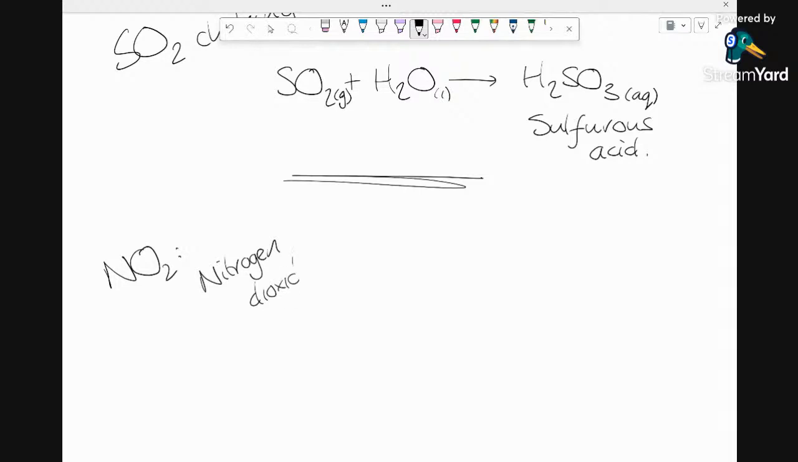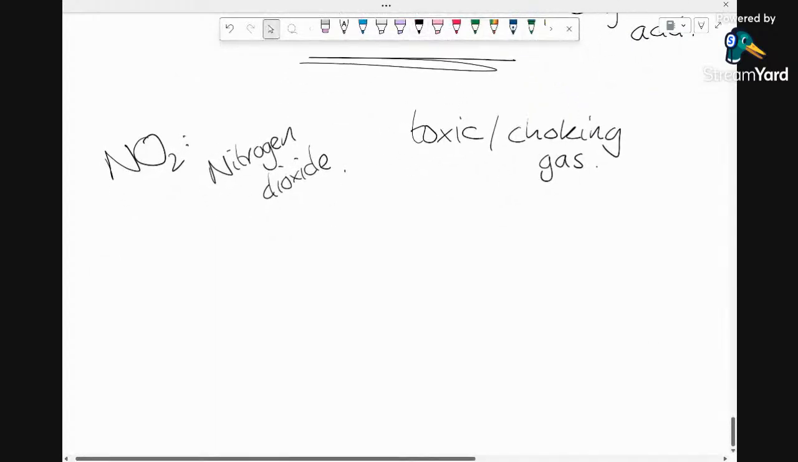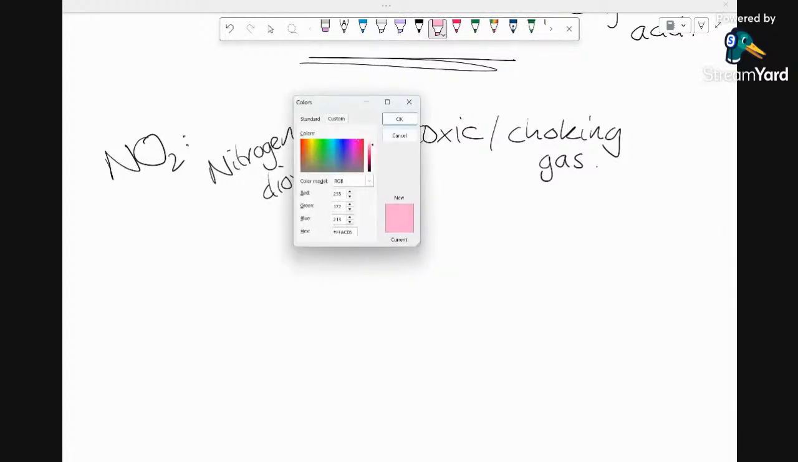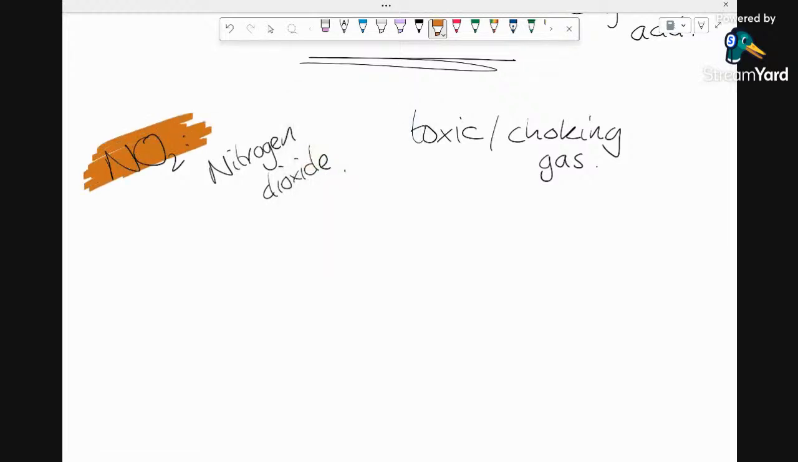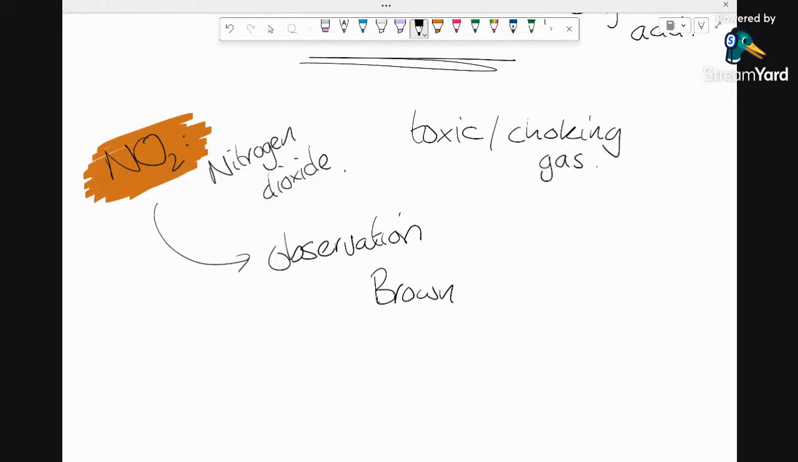Nitrogen dioxide is a toxic choking gas. Fume cupboard all the way. Toxic choking gas. And here's the important bit: it's brown. A true dark brown gas. Nasty stuff, NO2. So the observation of this gas is that it's a brown gas.